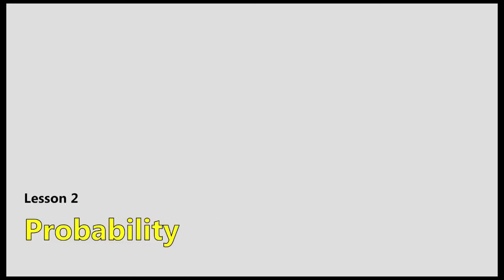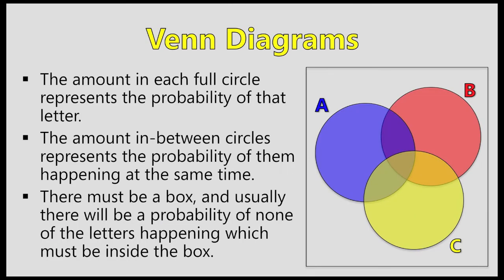So that's lovely. Probability now. Venn diagrams. The amount in each full circle represents the probability of that letter.